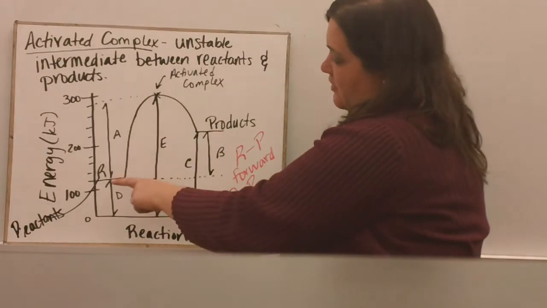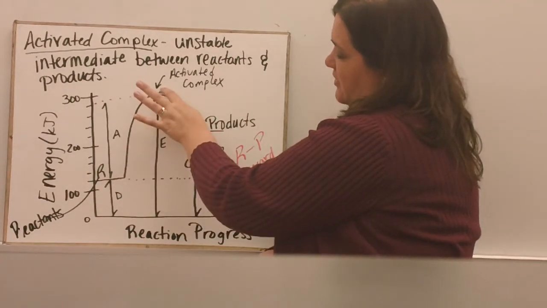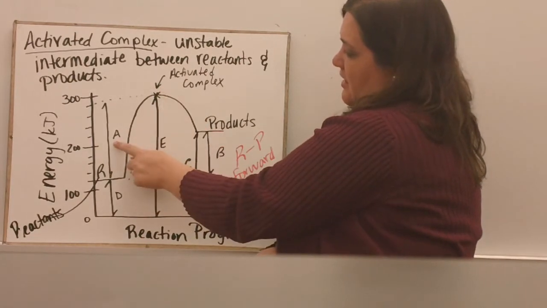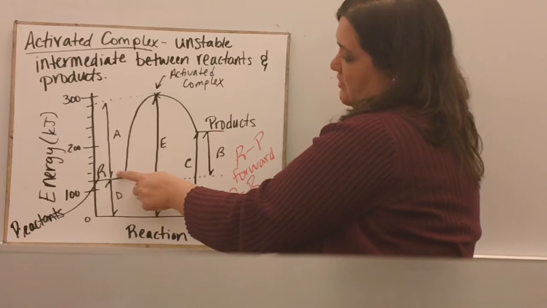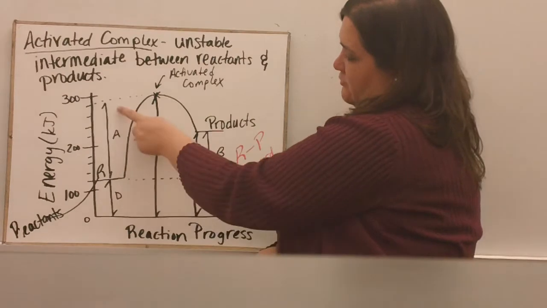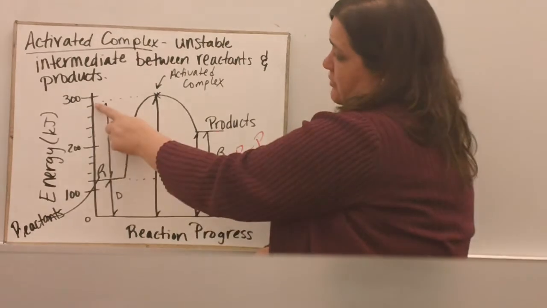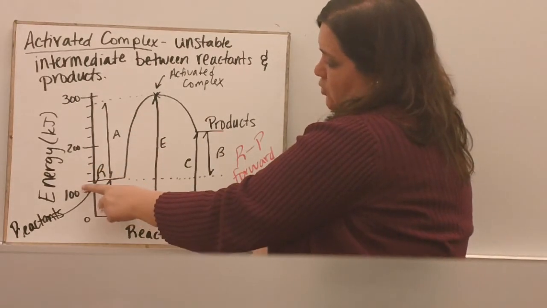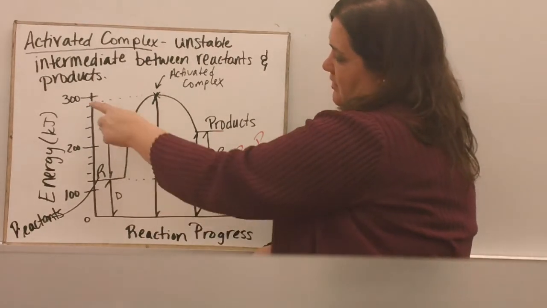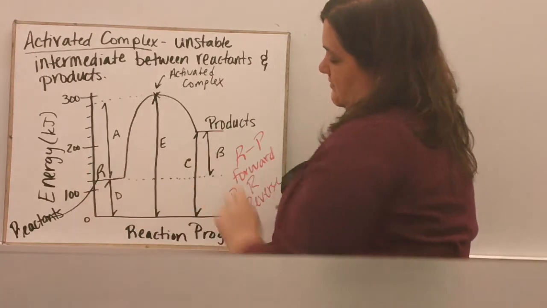And then we have the activation energy for the forward direction, meaning from the reactants to the top of the hill. That is the difference between the potential energy of our reactants and the potential energy of our activated complex. That is represented by this interval here, A. So if we had to calculate that, it would be 280 minus 120, which would be 160.